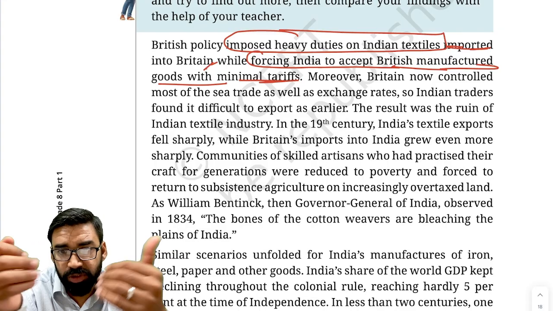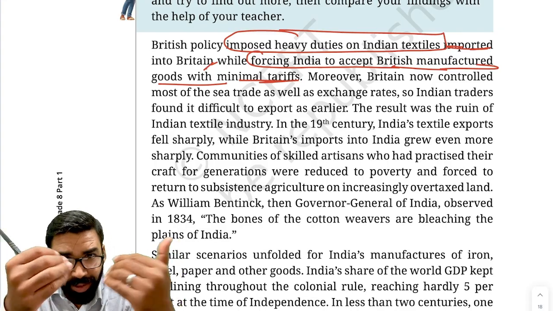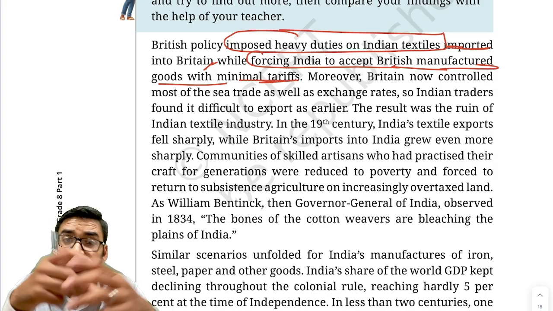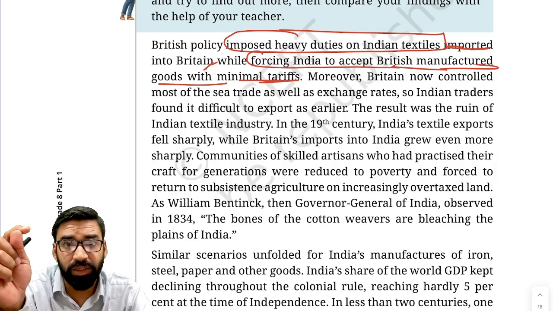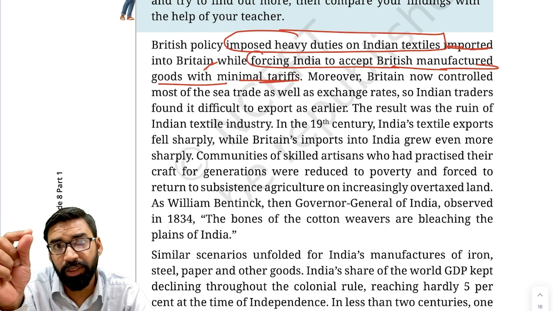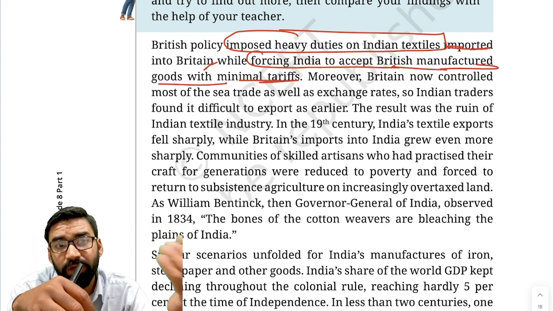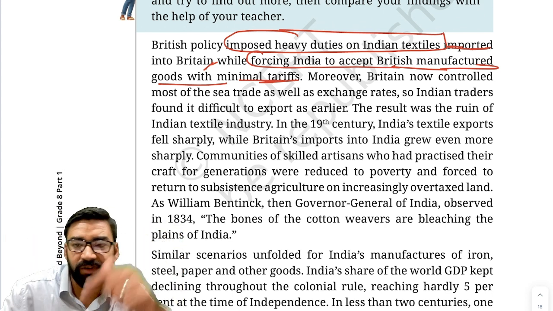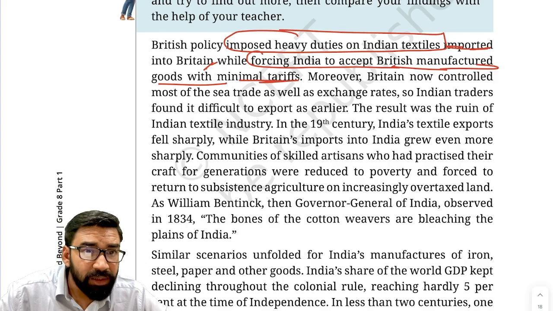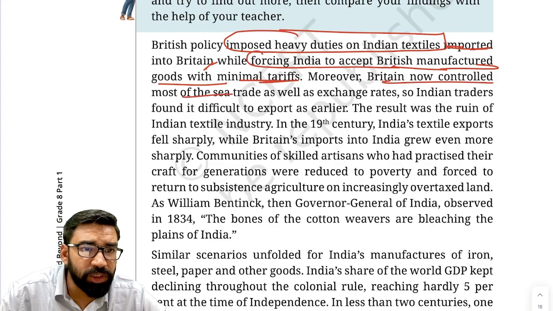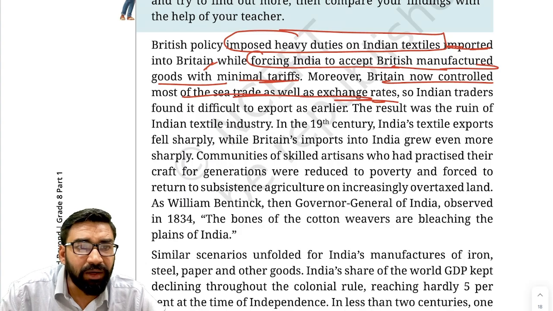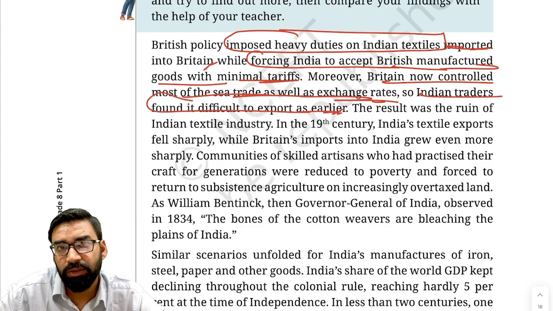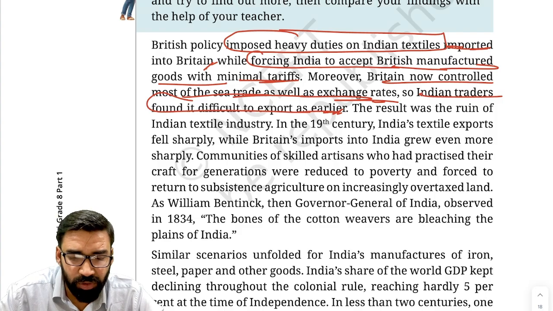That means the British goods were cheaper in India. In this way, India became the market of the British. Clear, but Indian goods were highly taxable. High tariffs were there when they used to enter Britain. In this way, Indian goods were discouraged by Britishers as well as Indians also. Clear. In this way, we can say the British also controlled the sea trade as well as exchange rate at that time. So Indian traders found it difficult to export as earlier. Clear. In this way, deindustrialization was started.